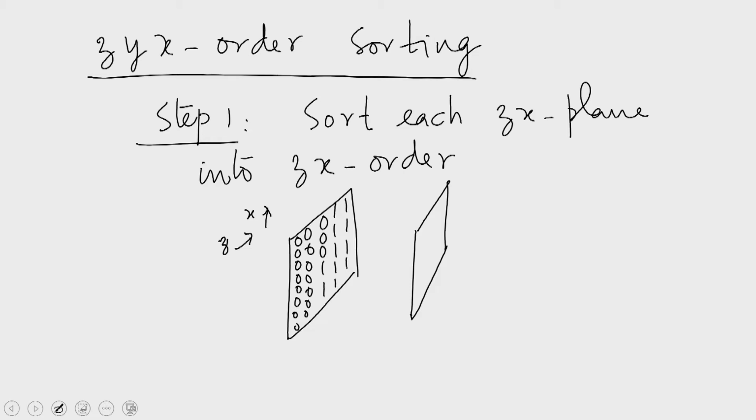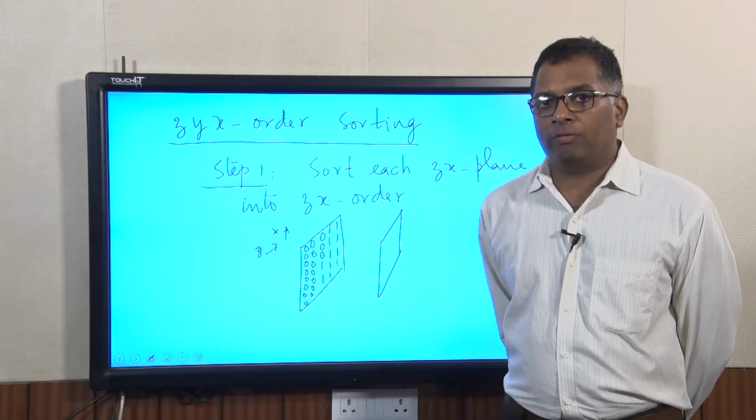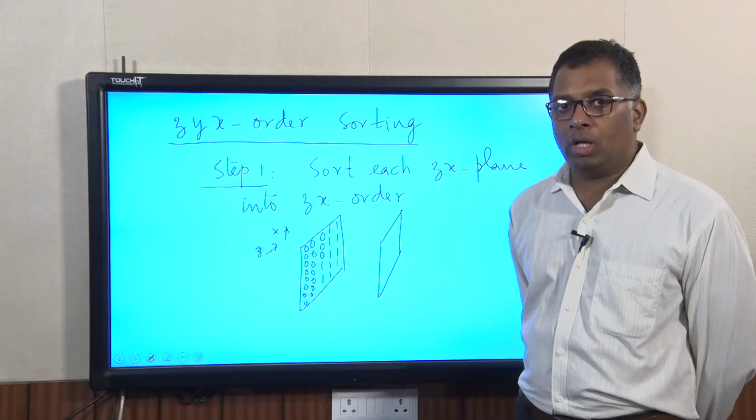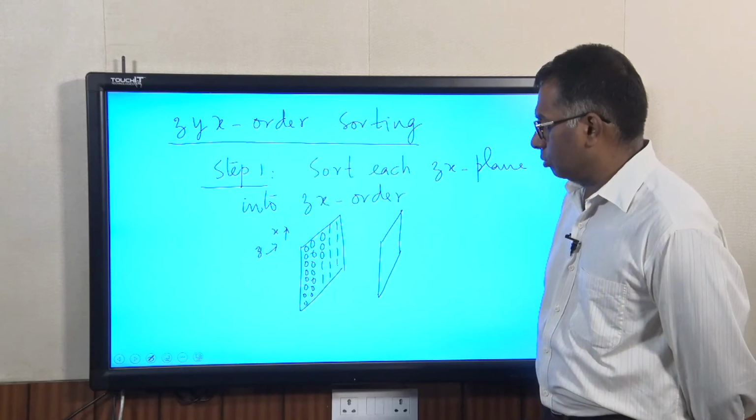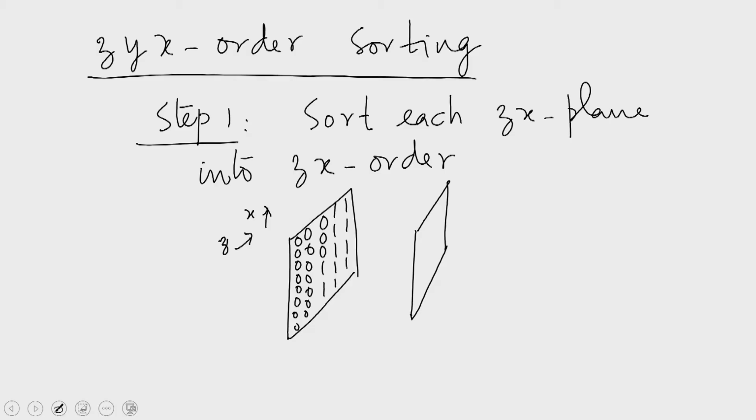This is the zx order sorting of a number of bits that appear in this zx plane. That is, the elements are moving first in the x order. The sorted order is moving first in the x order. Once the x dimension is exhausted, we move in the z order. So in another zx plane, in which the sorting is proceeding in parallel, we will have the results in this fashion.